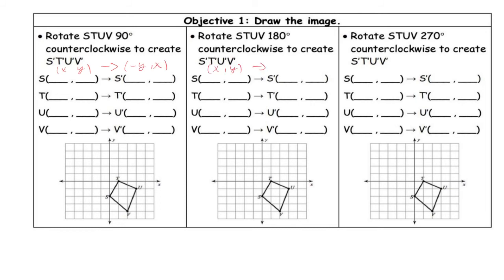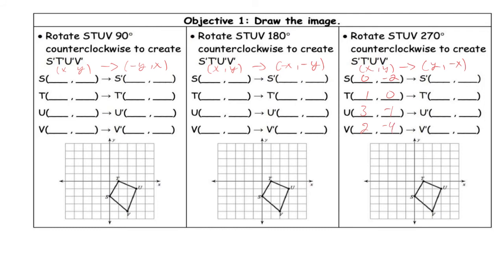180 degrees, XY becomes negative X, negative Y. And 270 degrees, XY becomes Y, negative X. So let's do 270 since we haven't done any of the 270. So right, S is at 0, negative 2. T is at 1, 0. U is at 3, negative 1. And V is at 2, negative 4.